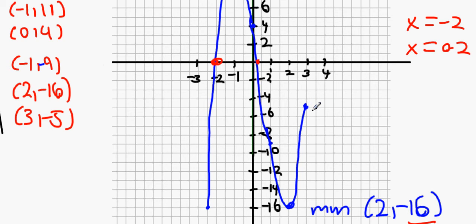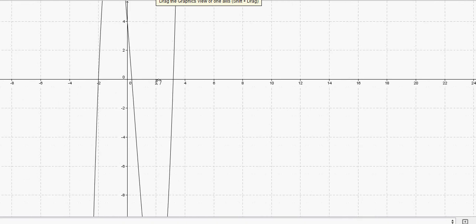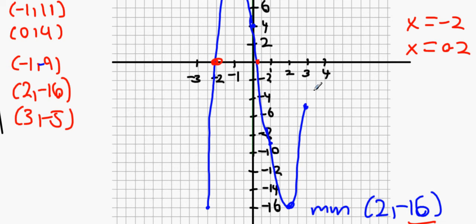Okay, so what could happen is we could revert back to our GeoGebra, which has the full graph, and we could realize that it crosses at about 0.2 and the next one crosses at about 3.2. But you can only work with the graph you're given, so you aren't asked to draw the last point, and you won't be able to get this answer here, so you'll only be able to get the first two.